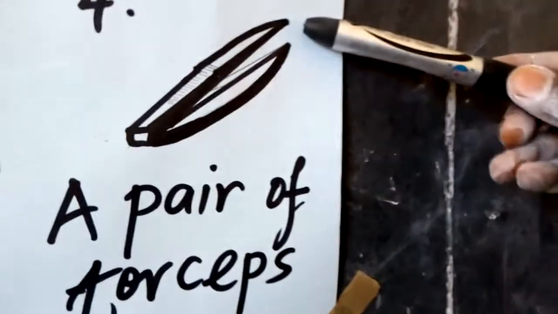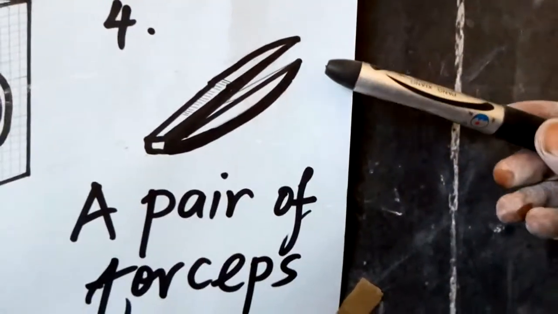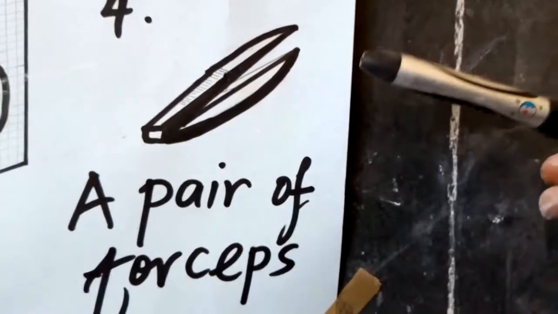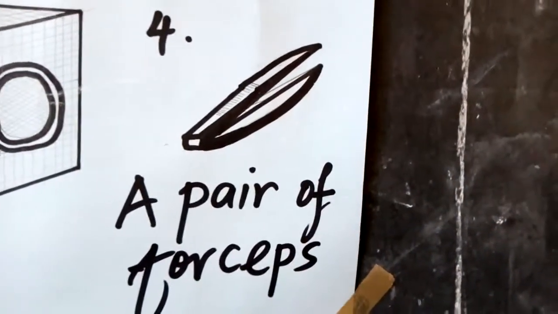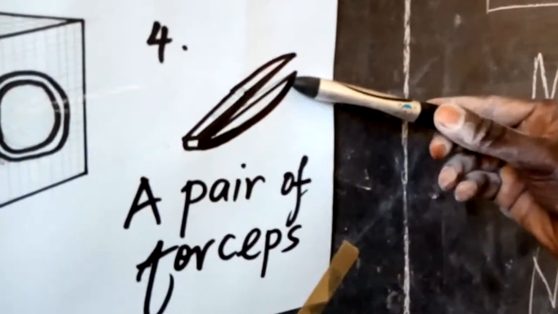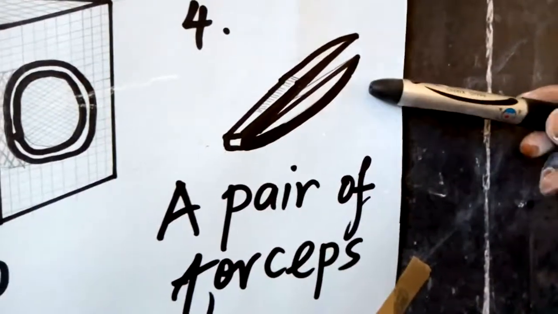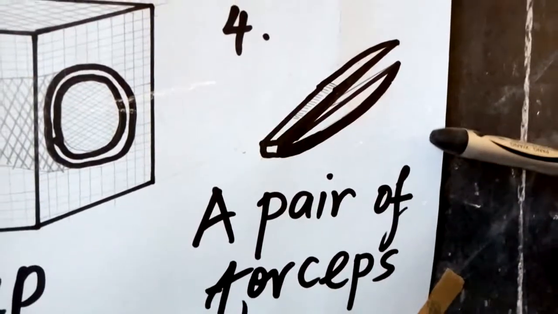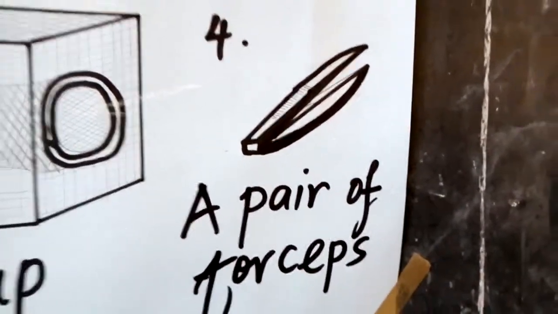A pair of forceps is used to collect small insects which could be injurious to the individual who is collecting them. Those insects may include ants, scorpions, spiders, among others.